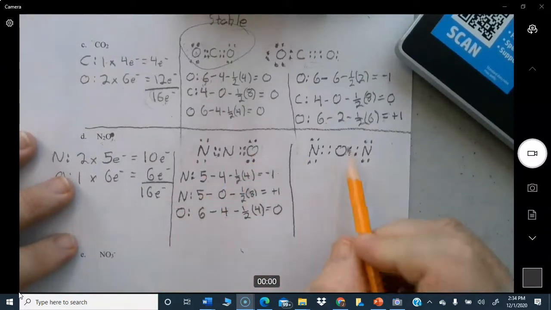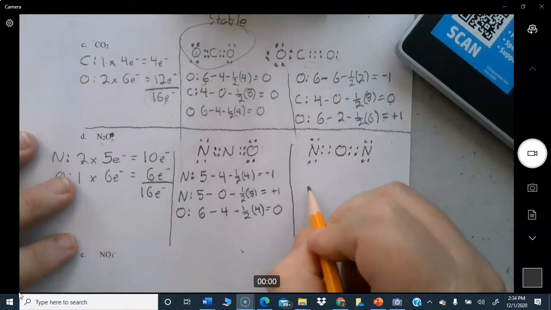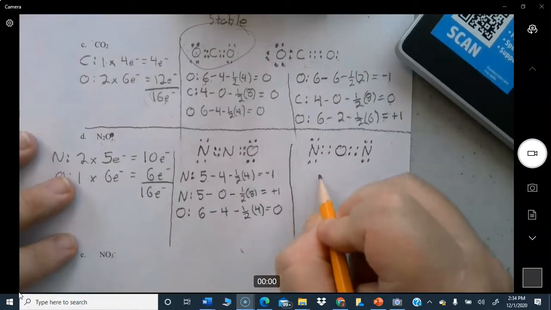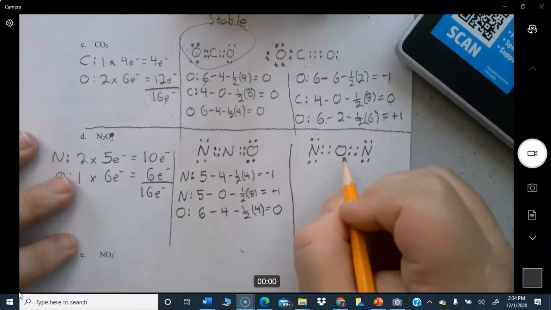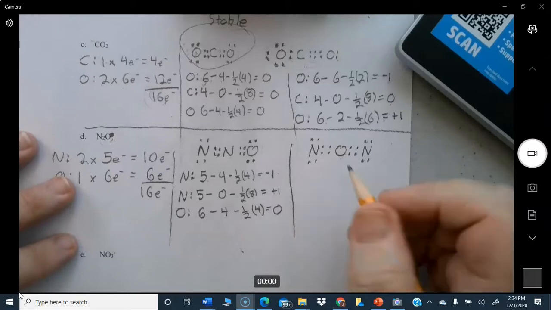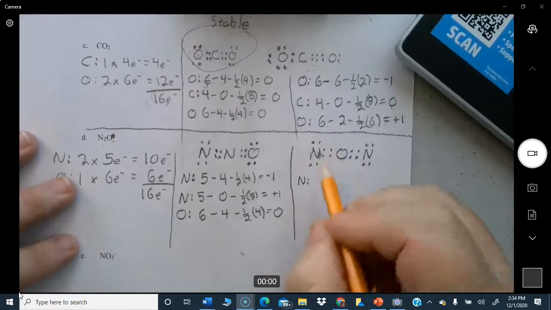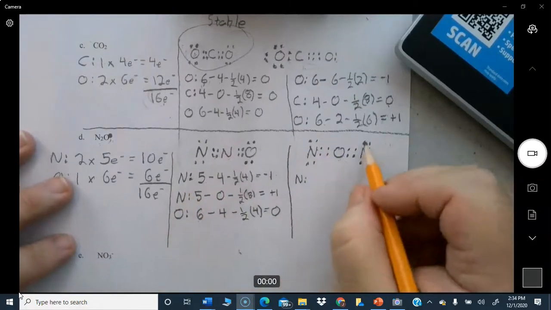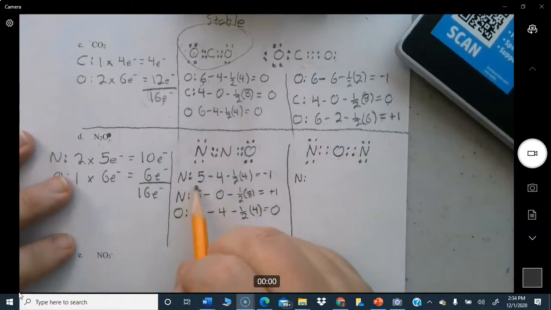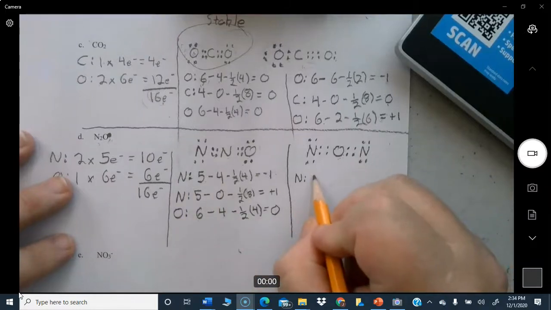possibility. Let's try this one over here. Now, if this does turn out to be more stable, then it will be an exception to our rule that the least electronegative element goes in the middle. So let's go ahead and do this, nitrogen. And this nitrogen is going to be the same as this one over here, and so is this one. These two are going to be the same as this one over here, but let's just go ahead and write them out.